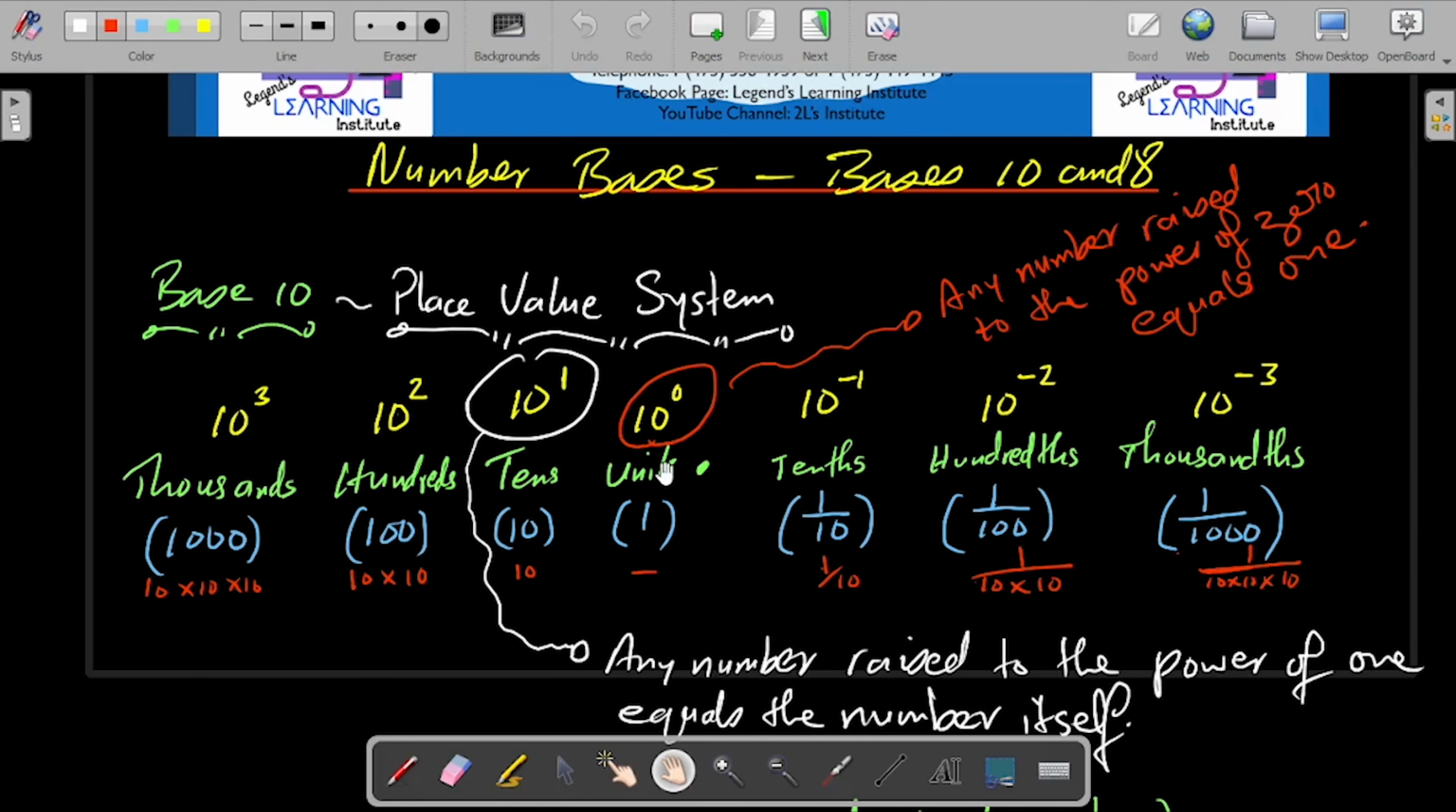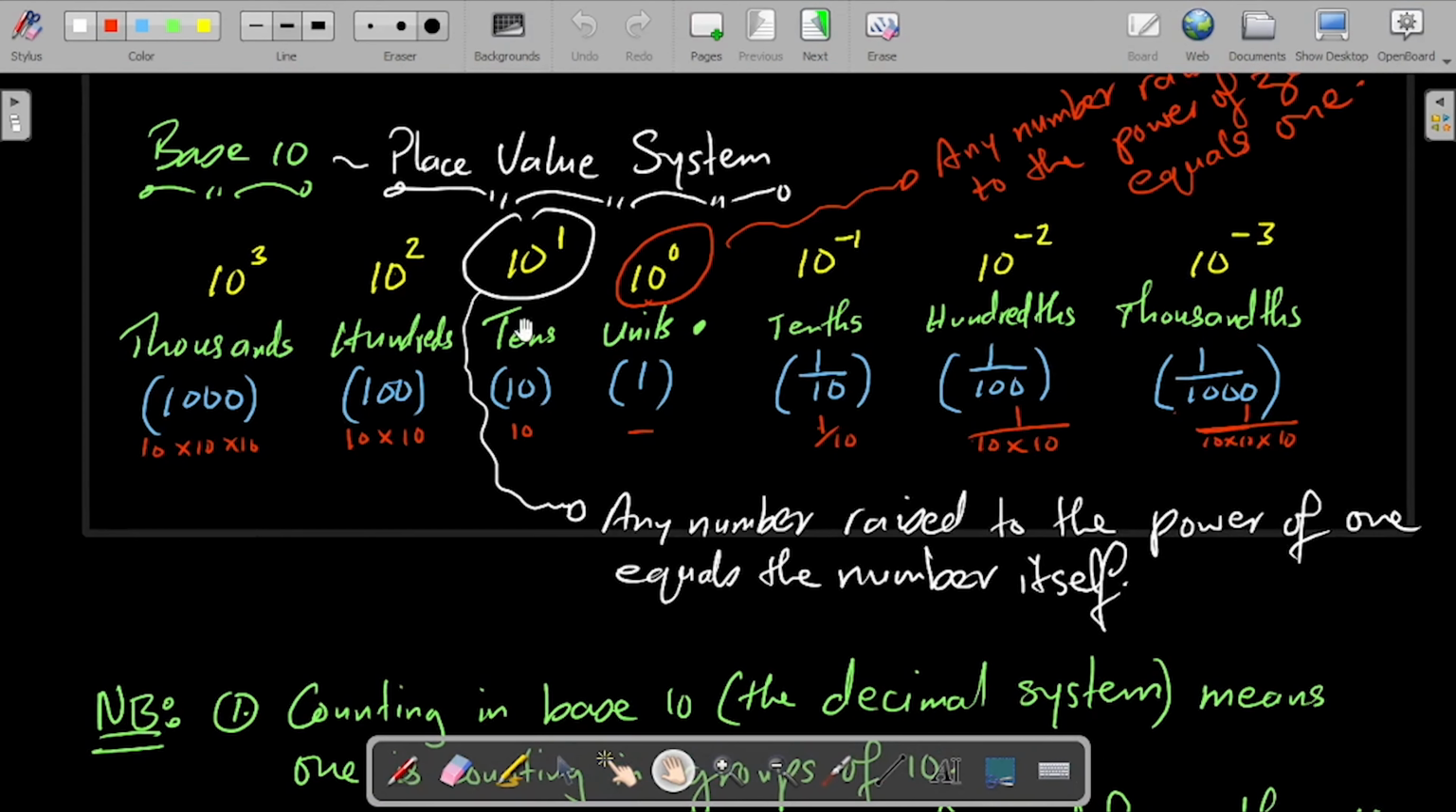Now, the units place is the same as the ones place, and since that is a base 10 place value system, we can equate the units place to 10 to the power of 0, because any number raised to the power of 0 is equal to 1. So 10 to the power of 0 is equal to 1. Then for the tens place, the equivalent would be 10 to the power of 1, because any number raised to the power of 1 is the number itself. So the tens place is the same as 10 to the power of 1, which is 10.